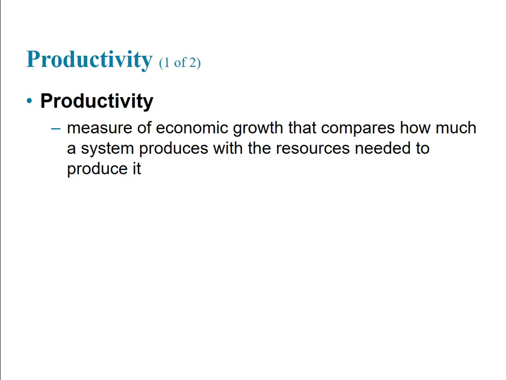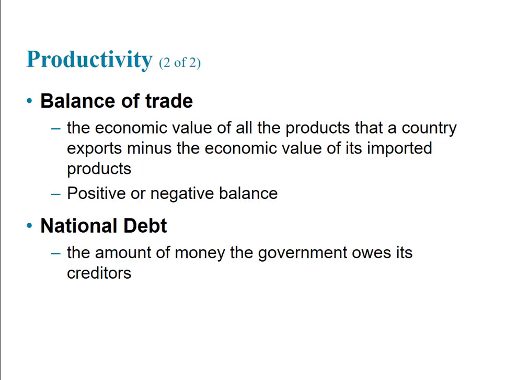A couple other terms that are related to productivity here are balance of trade and national debt. A country's balance of trade is the economic value of all the products that it exports minus the economic value of what it imports. So a positive balance is going to result when the value of our country's exports is greater than what we're importing, so more money is flowing into the country because of that exporting. A negative balance results when the country imports more than it exports. We're spending a lot of money instead of making a lot of money.